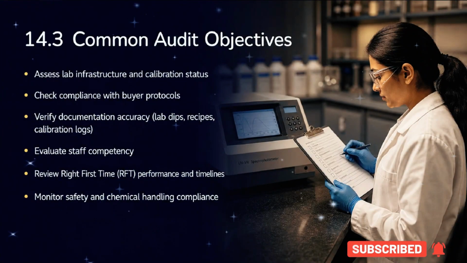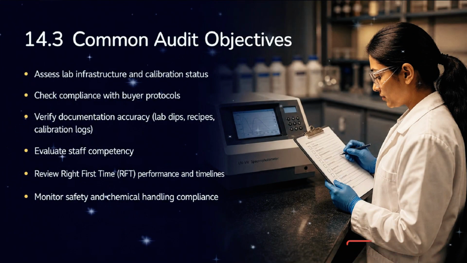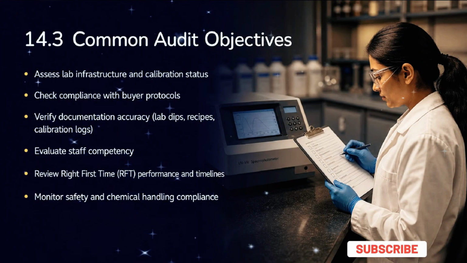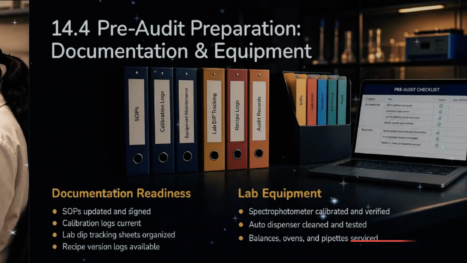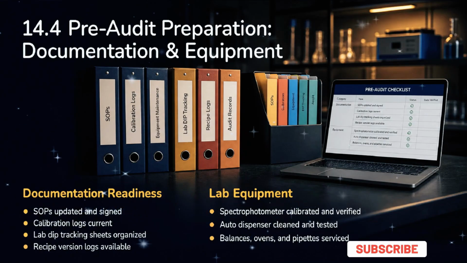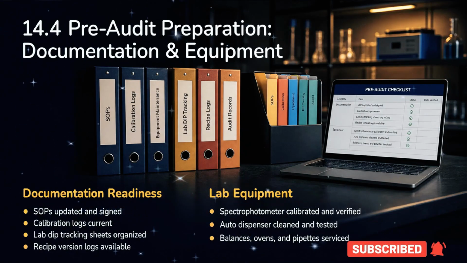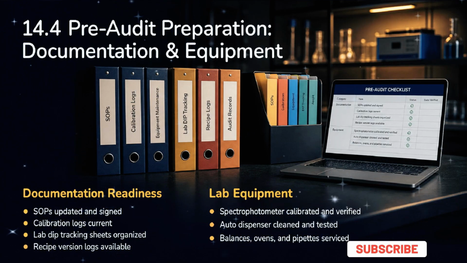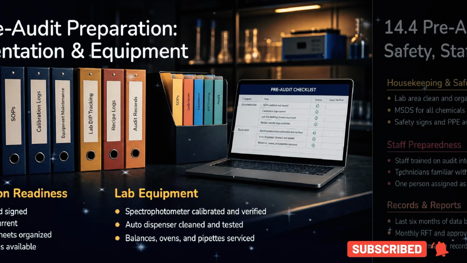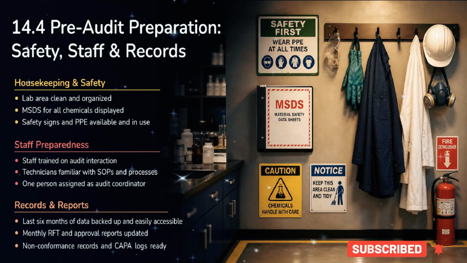Key audit objectives include assessing lab infrastructure, verifying documentation accuracy, evaluating staff competency, and monitoring safety protocols, alongside reviewing right first-time performance. Preparation is key. Ensure your documentation, such as SOPs, calibration logs, and tracking sheets, is up to date. Verify that all equipment, including spectrophotometers and dispensers, is properly calibrated and serviced. Maintain a safe and organized lab environment.